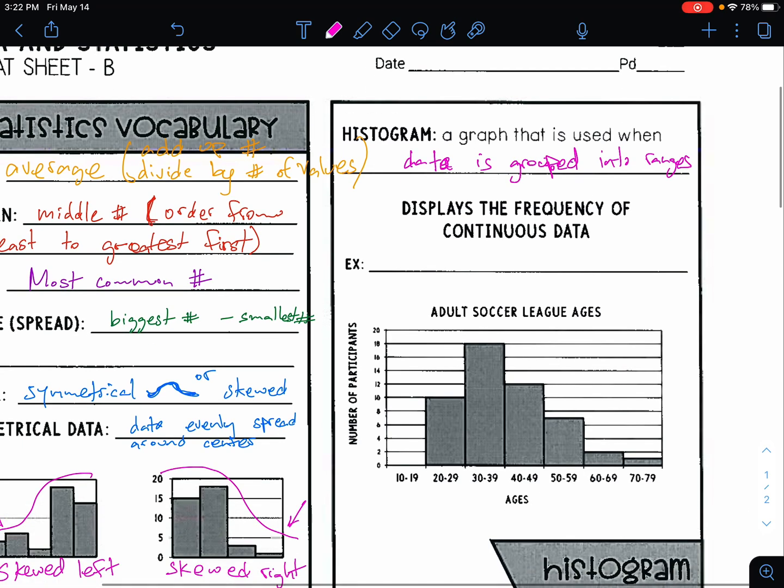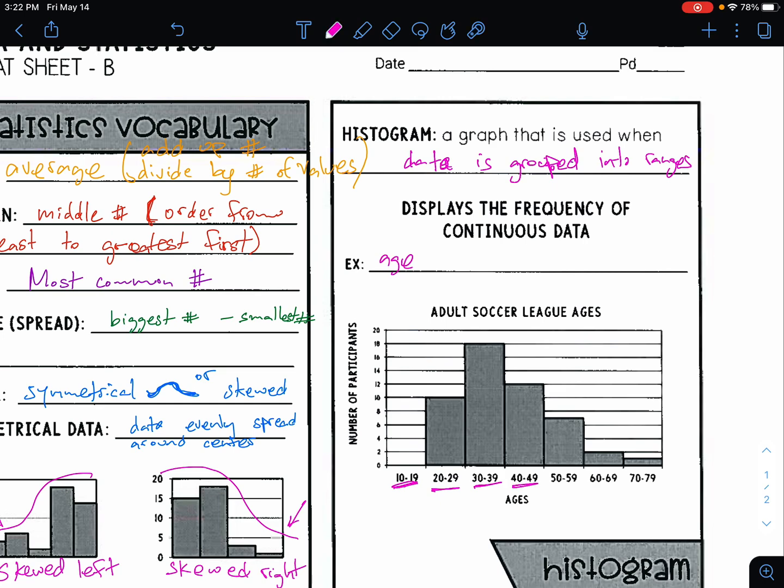So for example, different data it may show is the age of people, for example, adult soccer league ages. This is a group of 10 to 19, or 20 to 29, or 30 to 39, 40 to 49. Now, this is different from a regular bar graph or a dot plot, because in a regular bar graph, it would just say 10, 11, 12, 13, 14, 15, 16. So each age would have its own bar. But in this histogram, the bars show a group of ages.